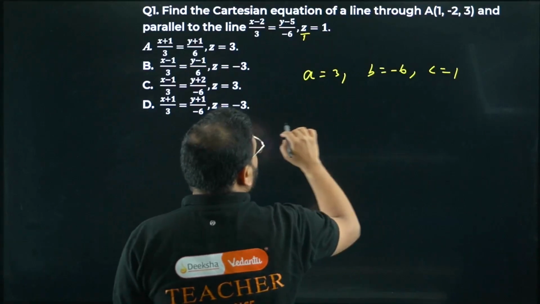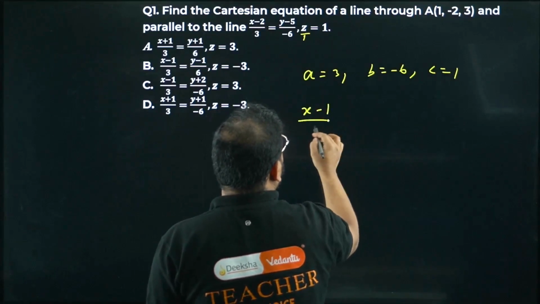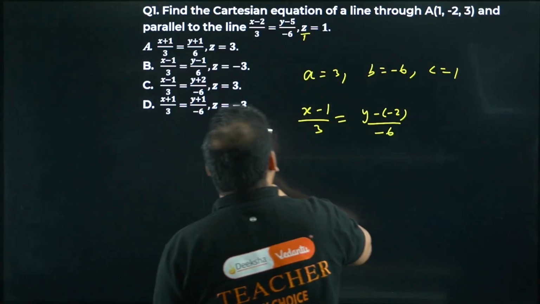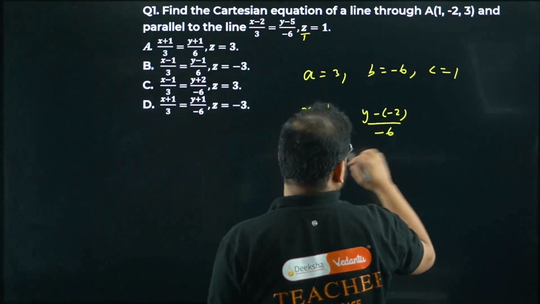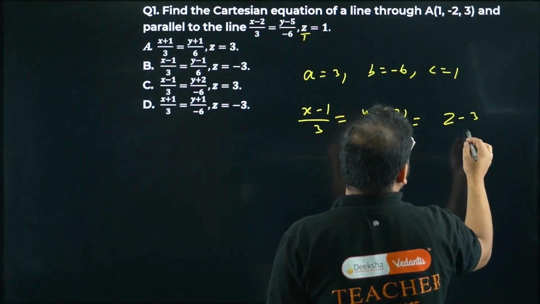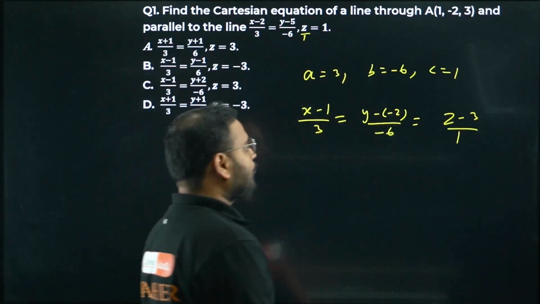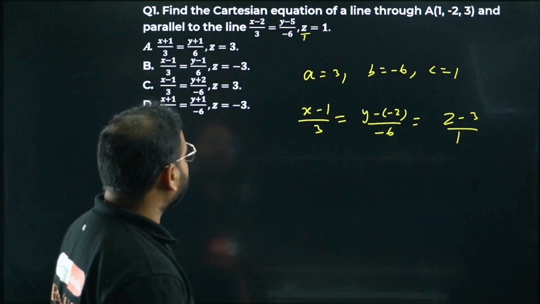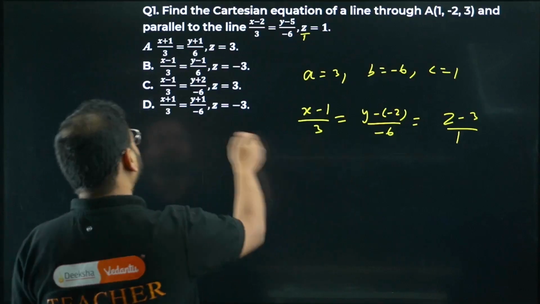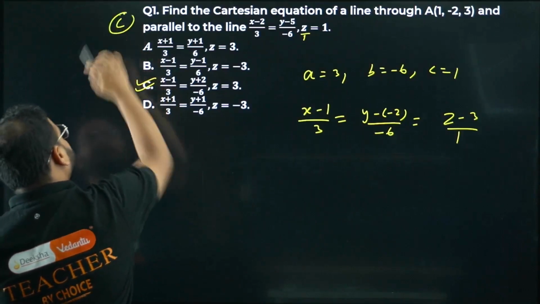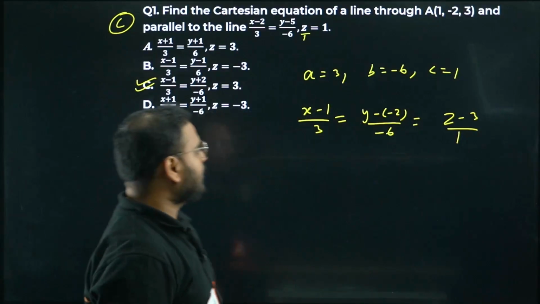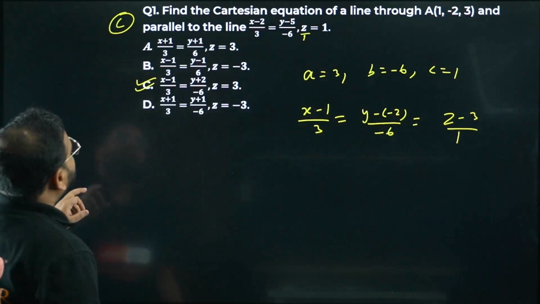Now write this. You'll get (x - 1)/3, (y - (-2))/-6. And here, please check, z, nothing is there, no, (z - 3) is there upon 1. If you check this carefully, you're going to get (x - 1)/3, (y + 2)/-6, and z = 3 from there. So option C is correct. Correct now? l = 1, right? If I take this one on this side, it will become z = 3 only, no? Okay, so this is done. Question number 1 is done.